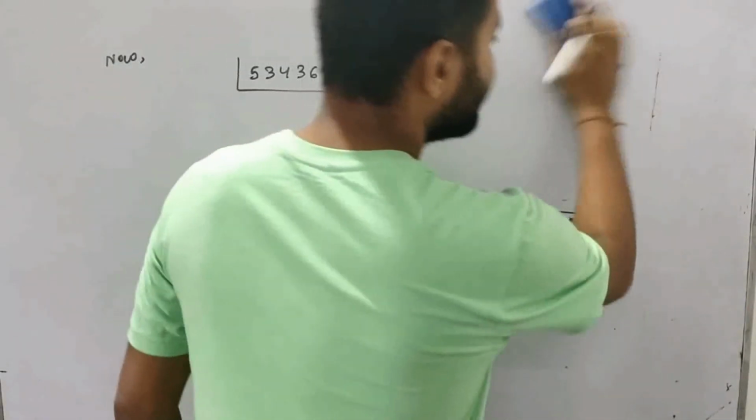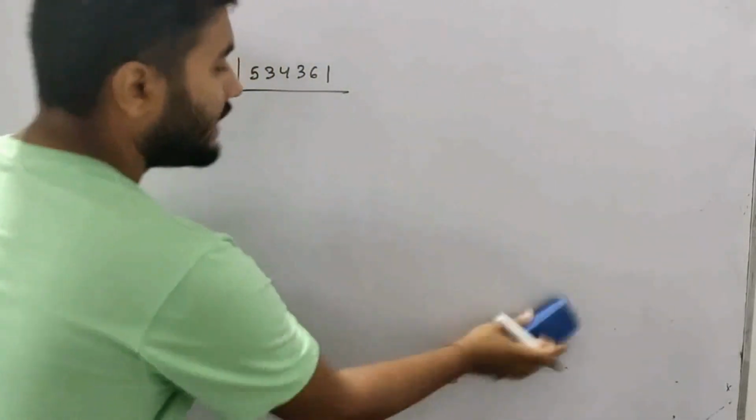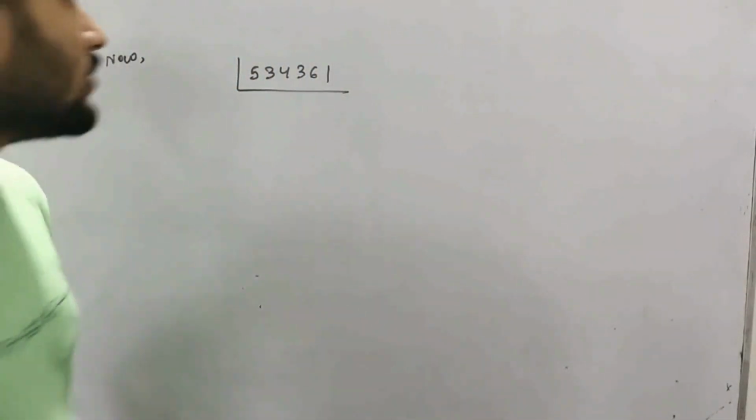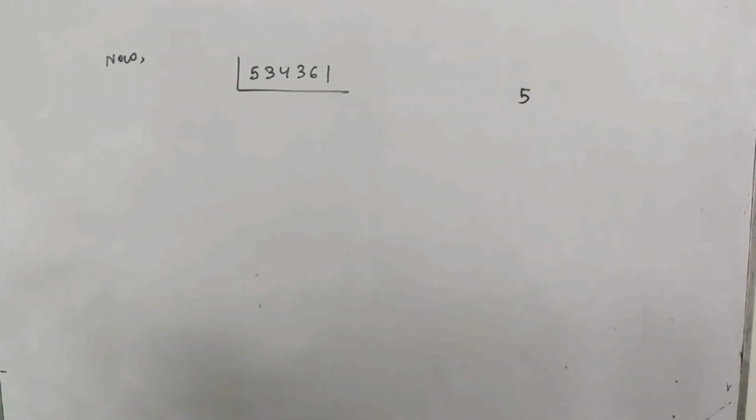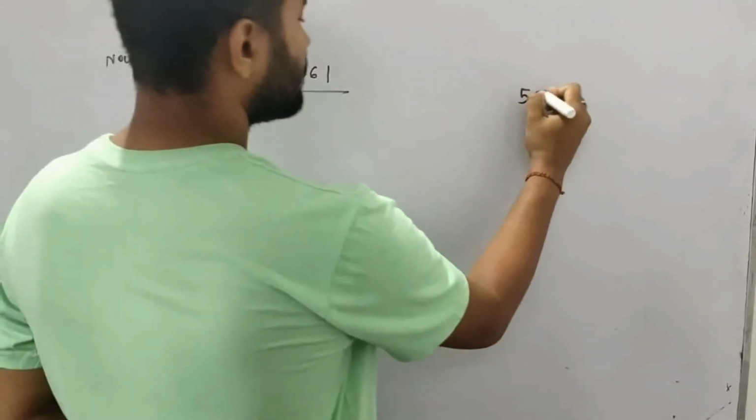Try by 13 then. Keep on trying, okay? There is no more way. You have to keep on trying only. Let me see if I have written the question wrong. 5, 3, 4, 3, 6, 1. Okay.